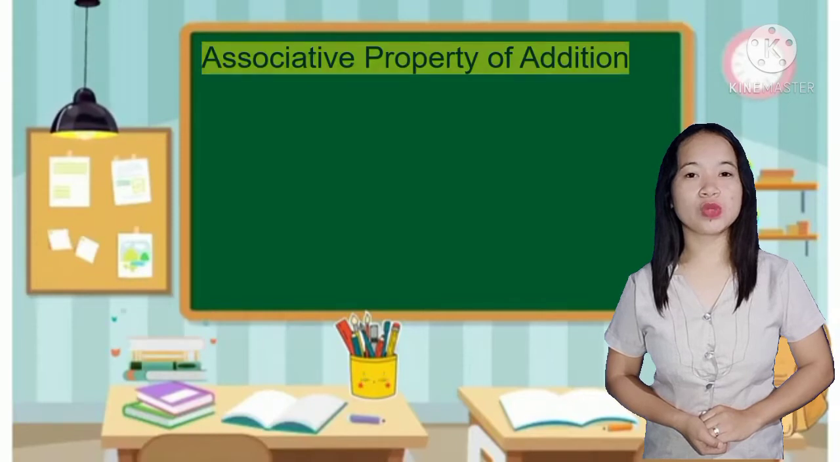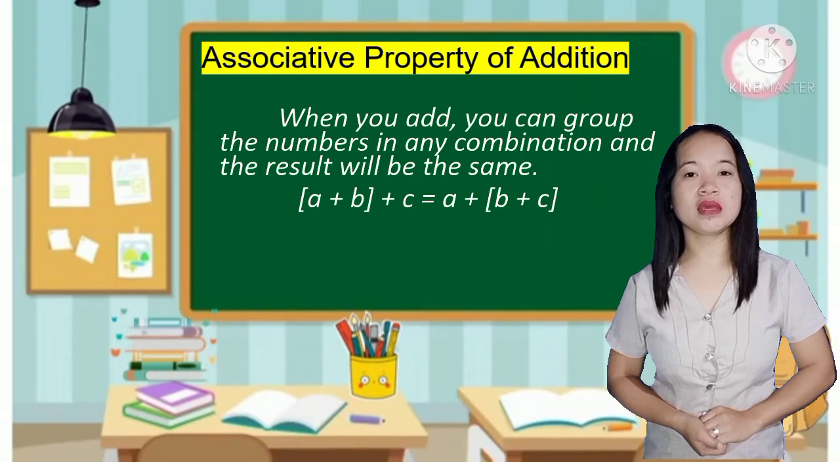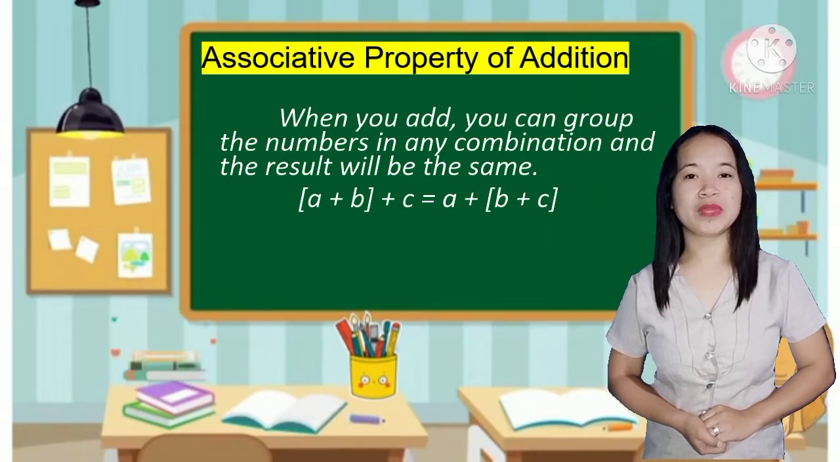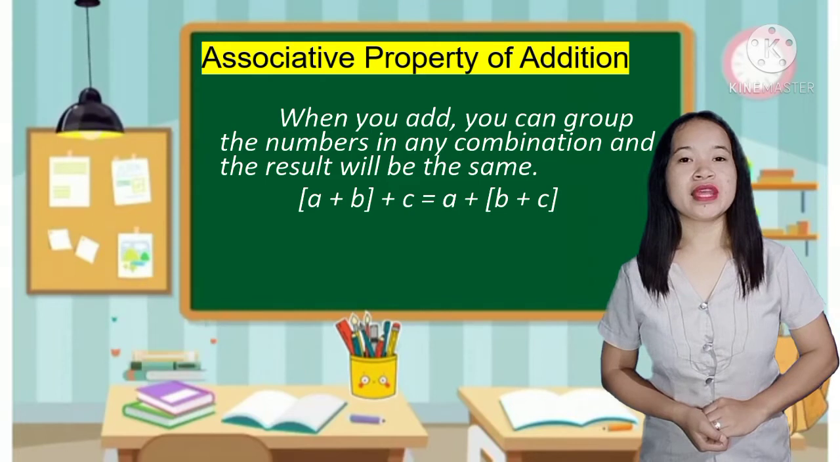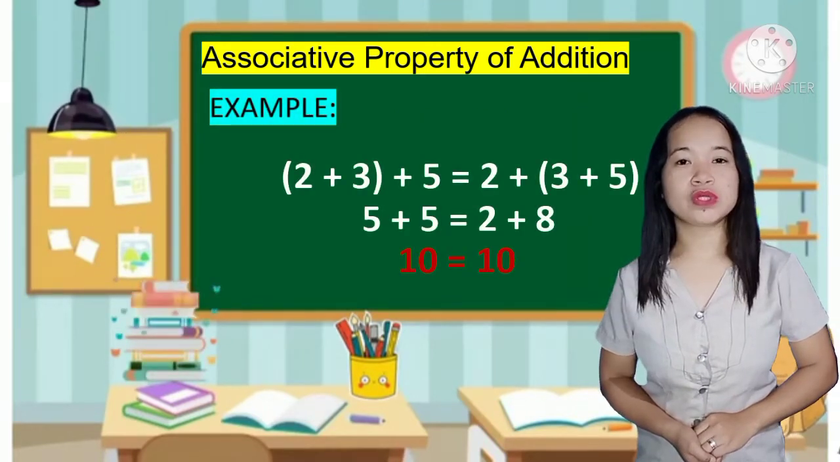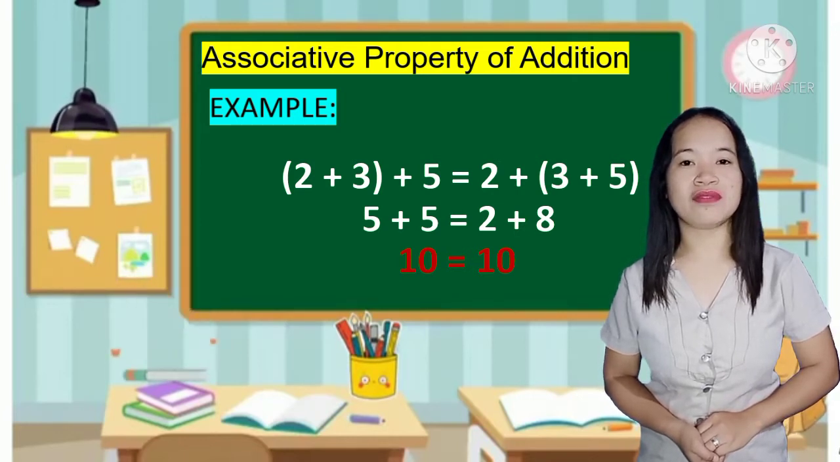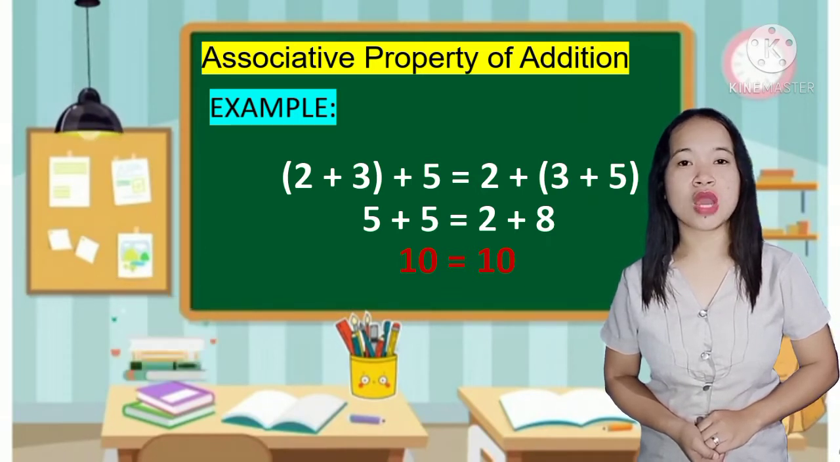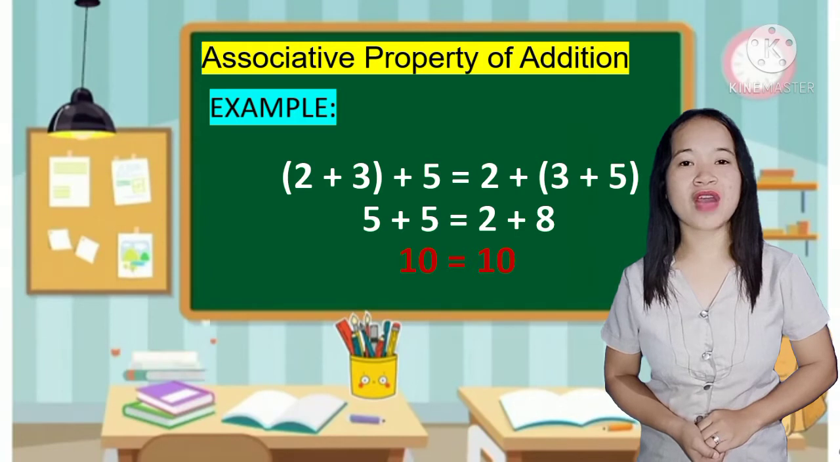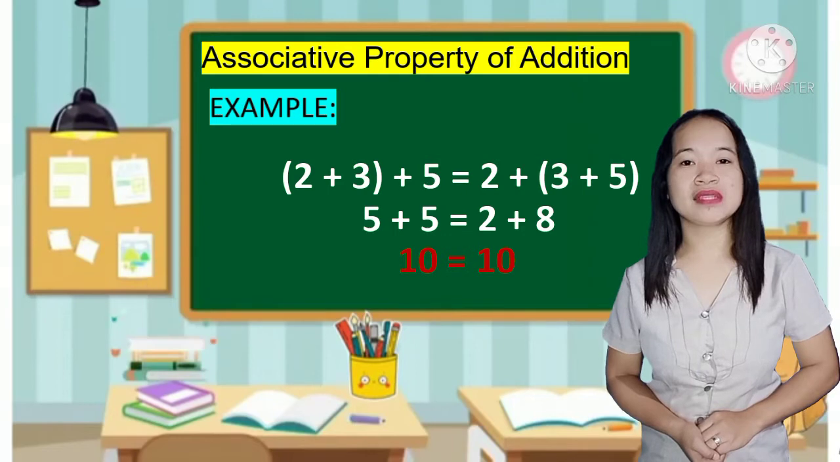Now, let's have associative property of addition. When you add, you can group the numbers in any combination and the result will be the same. So, we have the sum of A and B plus C is equal to A plus the sum of B and C. Now, let's have an example. The sum of 2 and 3 plus 5 is equal to 2 plus the sum of 3 and 5. 2 plus 3 is equal to 5 plus 5 is equal to 10, while 2 plus the sum of 3 and 5, which is 8, is also equal to 10. Therefore, both of them have a sum of 10.